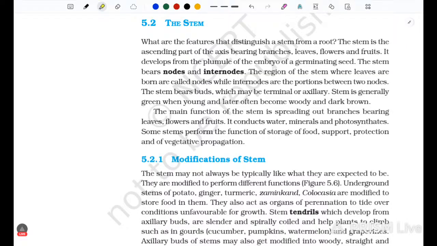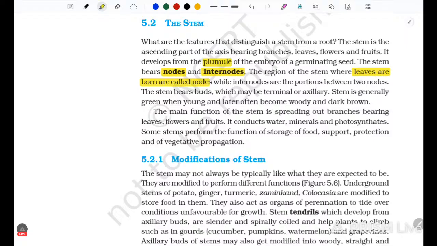Coming to the next part, what is the stem? I've already discussed that the stem grows from the plumule of the embryo. The stem has nodes as well as internodes. The regions where leaves are born are called nodes, and internodes are the portions between two nodes.